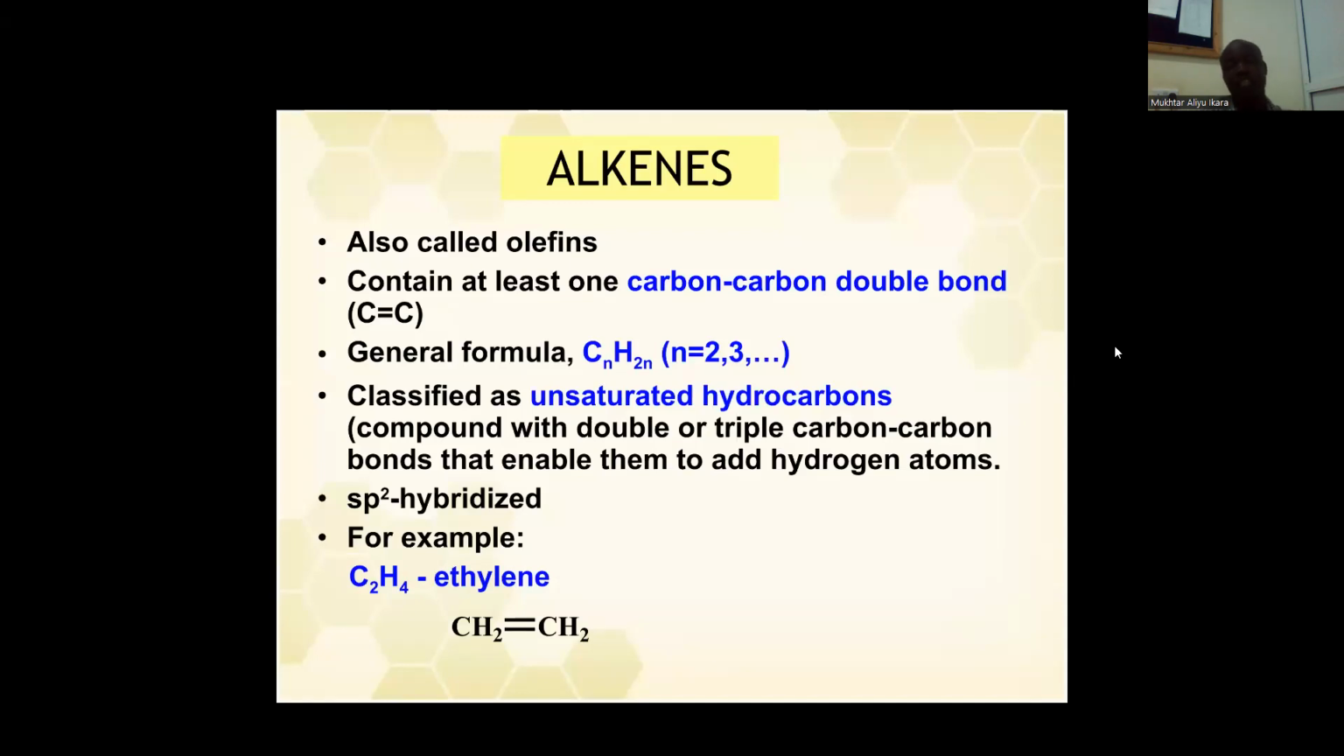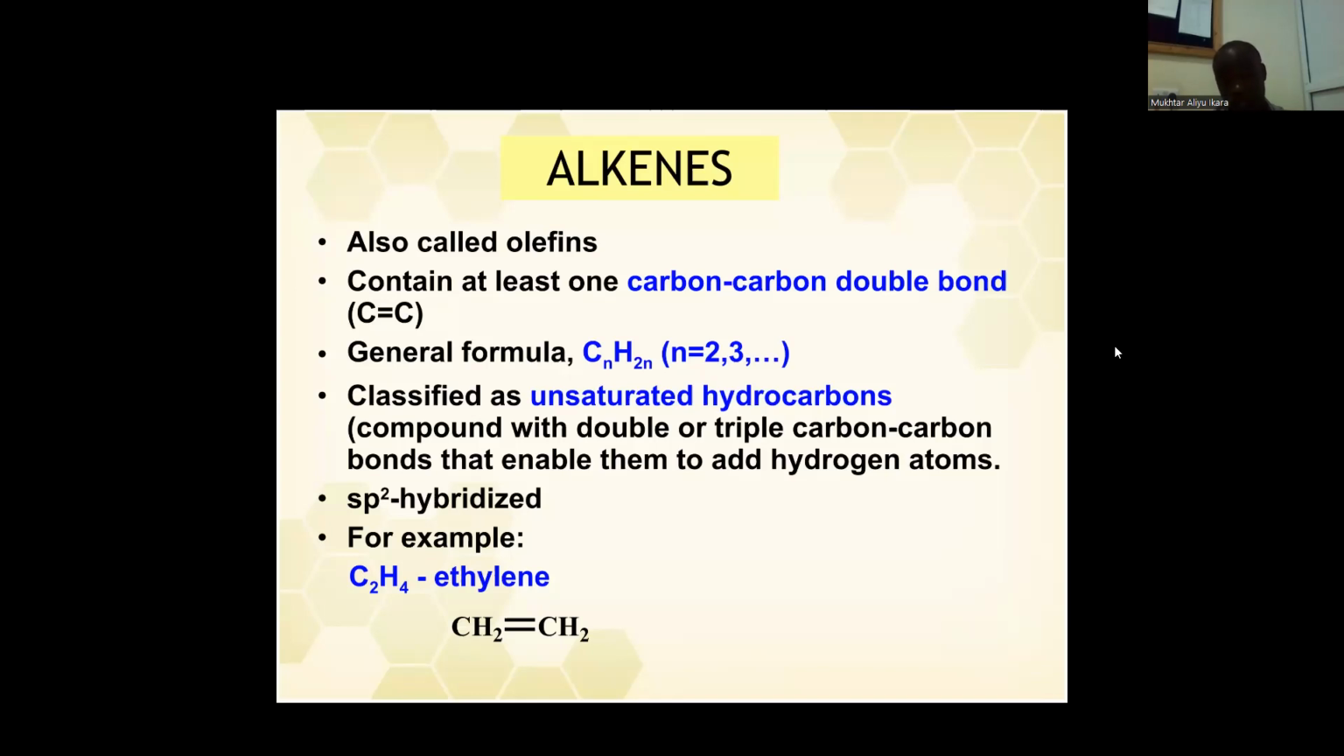Okay, ladies and gentlemen, we are now going to look at alkenes. The other name of alkenes is olefins, and they contain at least one carbon to carbon double bond. So we should know that alkenes are also called olefins, and they must have at least one double bond. Any compound that doesn't have a double bond is not an alkene.